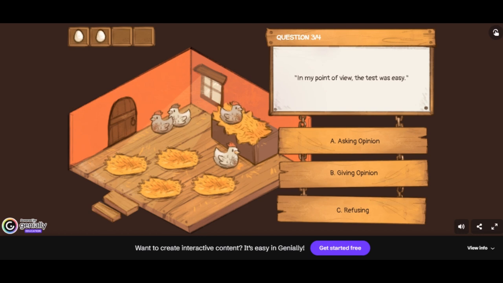Once they collect all the points and complete the level, they can move on to the next level and continue the game. This game-based activity makes the learning process more enjoyable and encourages students to stay motivated while reviewing the lesson.